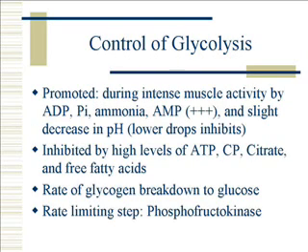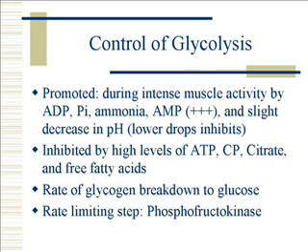As in control of the phosphagen system, control of glycolysis is also going to be based on a feedback mechanism. Turning over glycolysis will be promoted during intense muscle activity by ADP, inorganic phosphates, ammonia, AMP, and slight changes in pH. Remember, if pH is too dramatic, it actually inhibits everything.